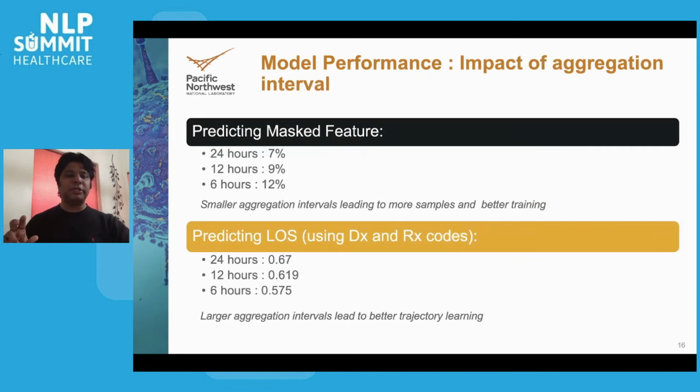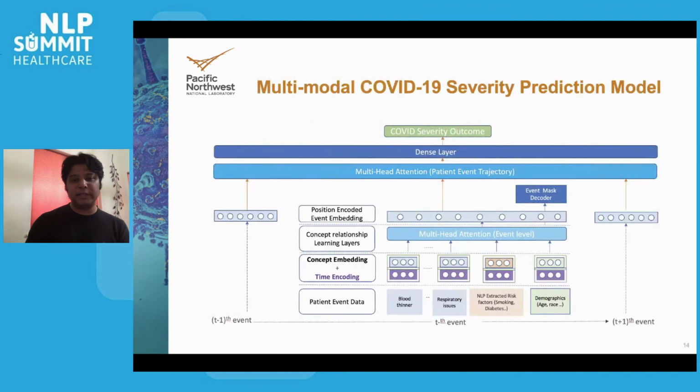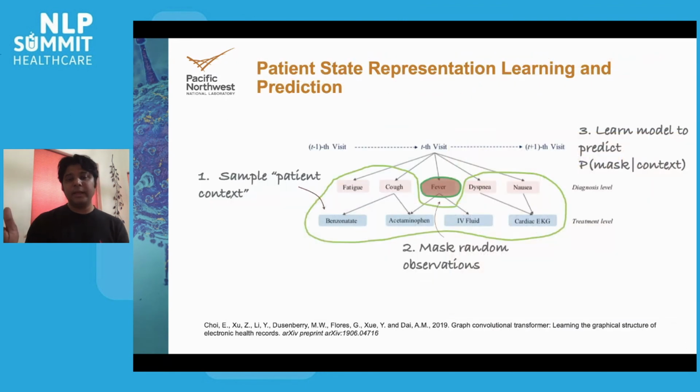There are two types of numbers that are insightful for understanding what's going on in the model. The first one is the performance from the pre-training step, which is what you see as predicting mask feature. What this means is, if I go back to this particular slide, I'm going to mask out fever in a snapshot of the patient at a given point in time, and use the rest of the information in the green circle to see if I can predict the missing entity, fever. That's what I'm trying to do.